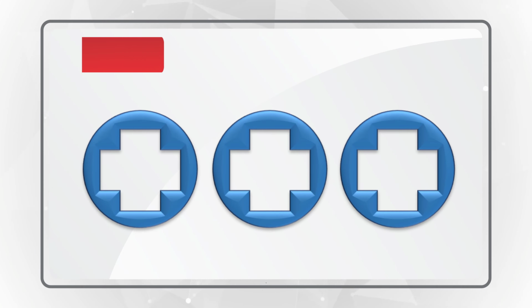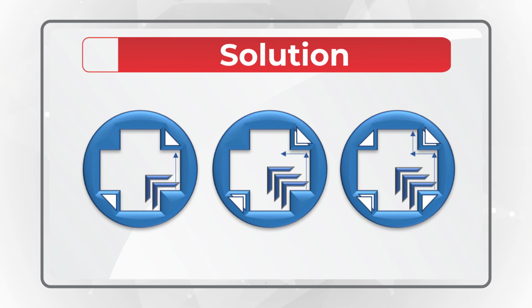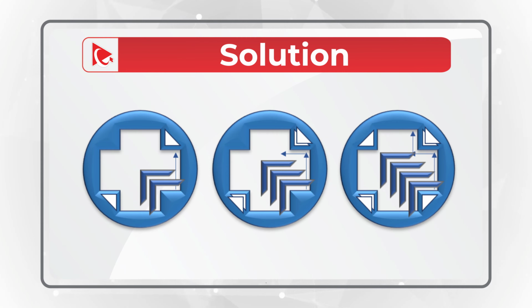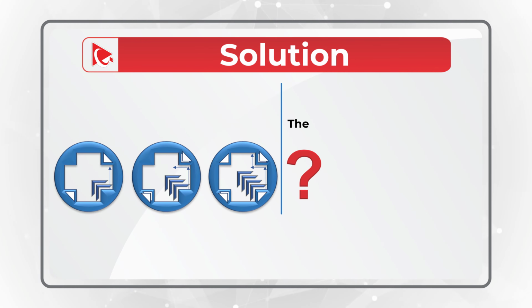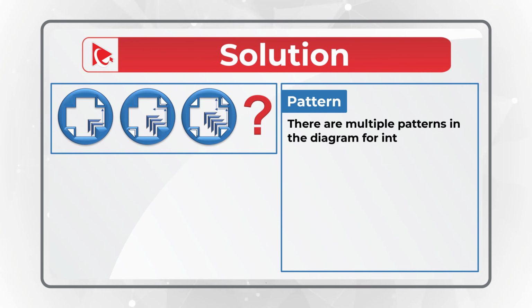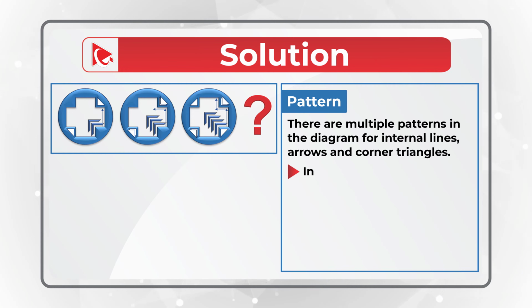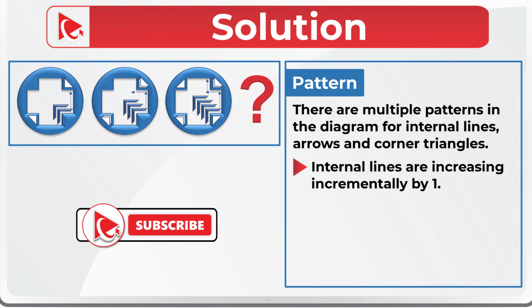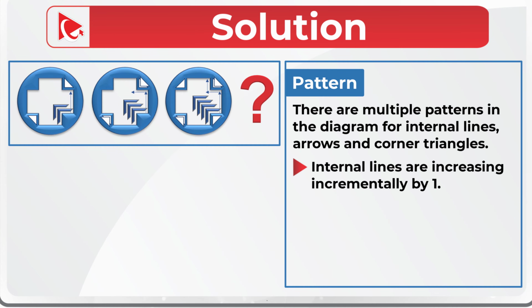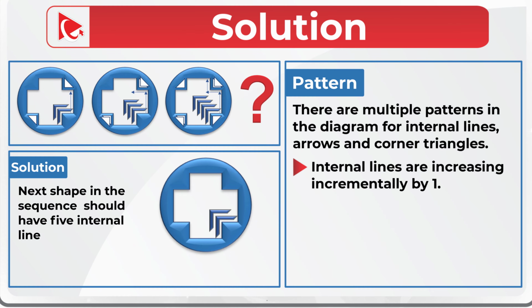Remember I mentioned variety of different objects, so let's look closely at what those objects are. We have internal lines, we have arrows, and we have corner triangles. And there are multiple patterns in this diagram for all of these objects, for internal lines, for arrows, and for corner triangles. For example, internal lines are increasing incrementally by 1. If we look at the original sequence, we see that the first object has 2 internal lines, next one has 3 internal lines, and the object following it has 4 internal lines, which means that the next object in the sequence should have 5 lines.